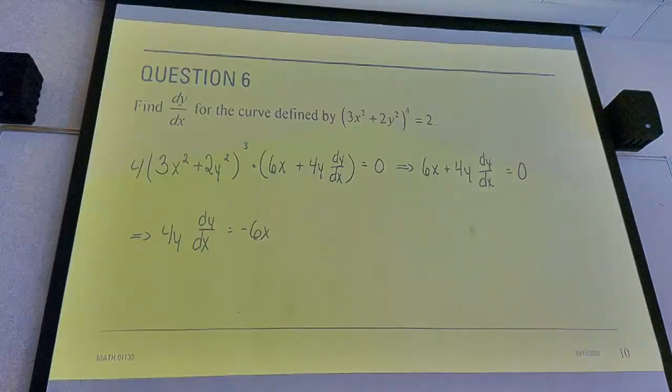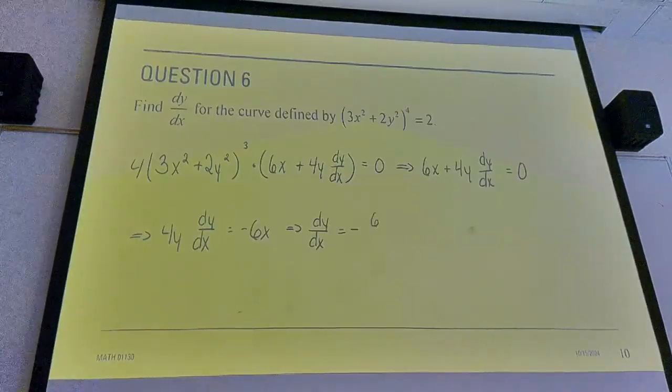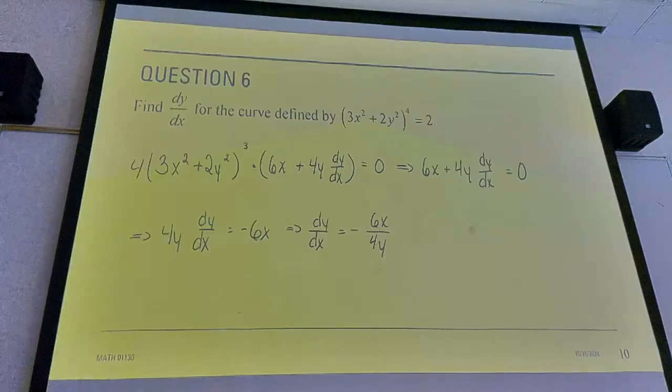Now it's just a simple linear equation. Subtract 6x. Divide by 4y. And what's wrong with that? How's it simplify? And you're left with what? 3x over 2y, and there's dy/dx.